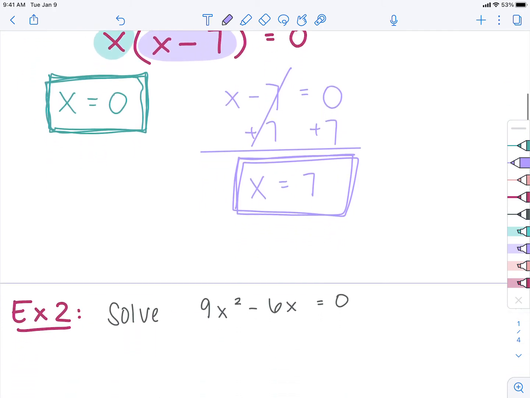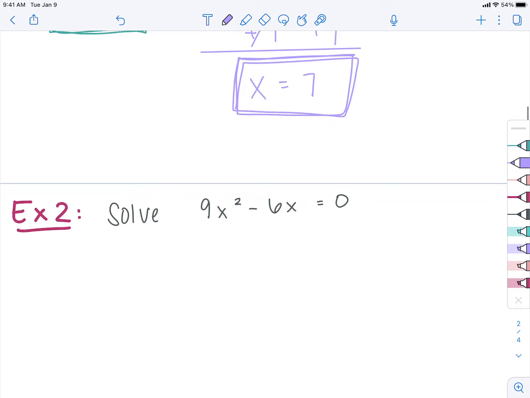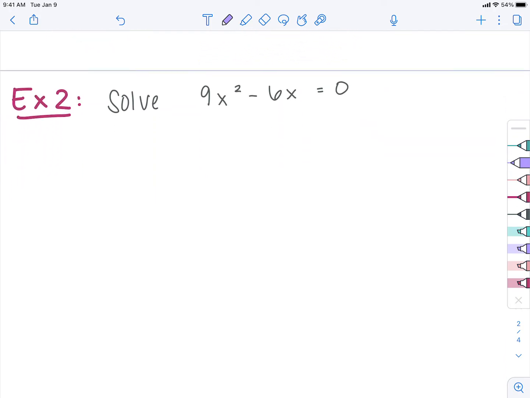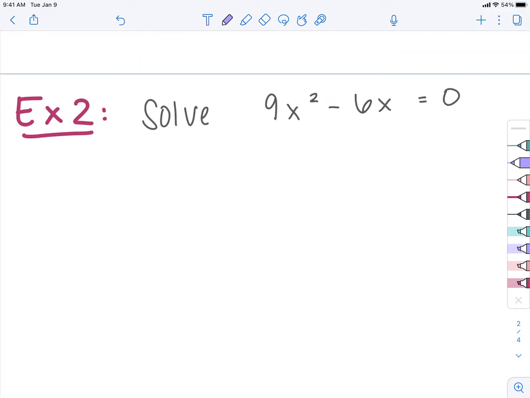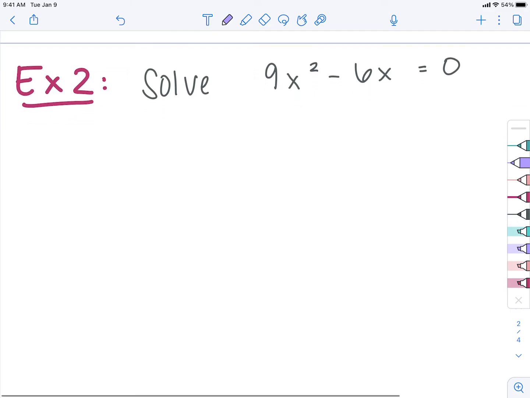Alright, so let's try a little bit different one. Let's try and solve 9x squared minus 6x equals 0. 9x squared minus 6x. Do they share anything? They both can be divided by 3, definitely.